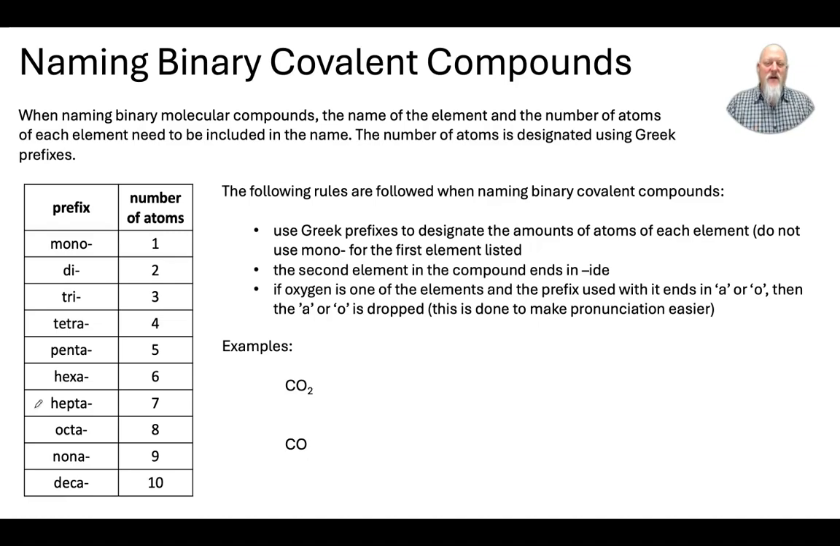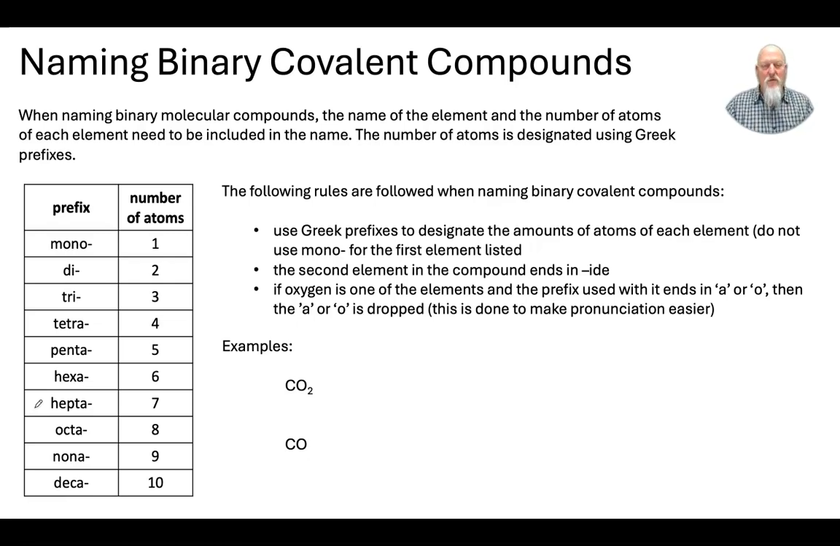So when we do binary covalent compounds, we have to tell you the elements that are in that compound and then how many there are. And to tell you how many there are, we're going to use prefixes. So we're going to use these Greek prefixes that have a defined meaning, and we're going to use those in front of the name of the element to tell you how many of each element there are. Okay, so if we look at the prefixes, the prefix for 1 is mono, the prefix for 2 is di, the prefix for 3 is tri, the prefix for 4 is tetra, and so on.